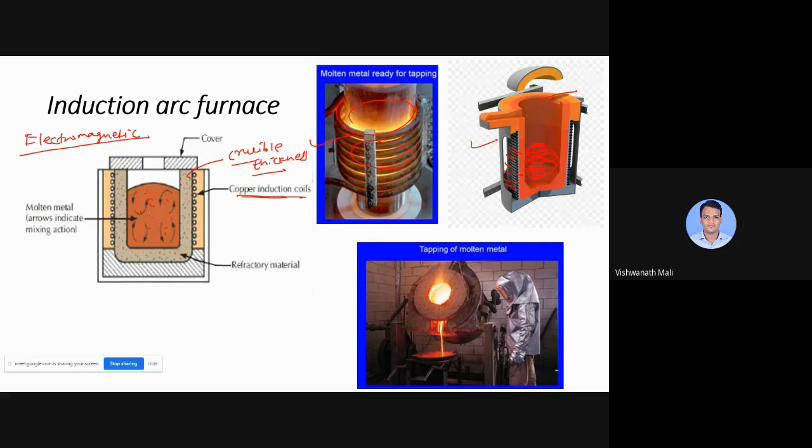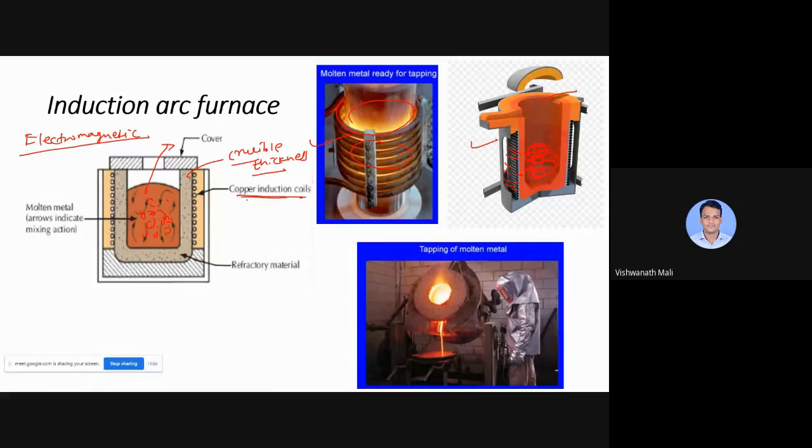Now what happens? These are electrically conductive materials. So the disadvantage or demerit you can say here is that only electrically conductive materials we can use for the induction furnace. Now we put the scrap here, which is electrically conductive.